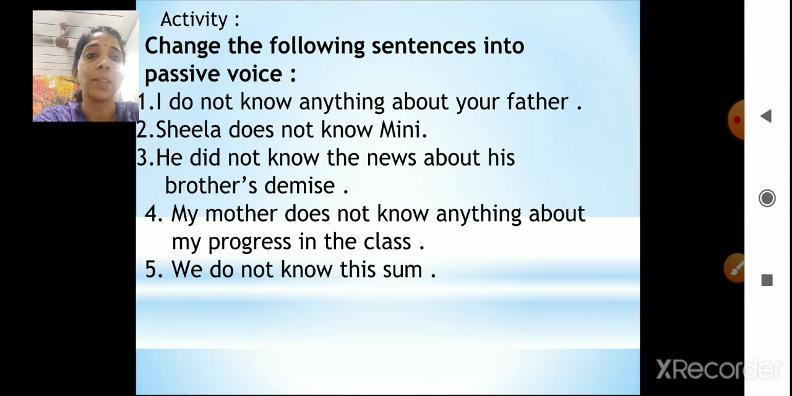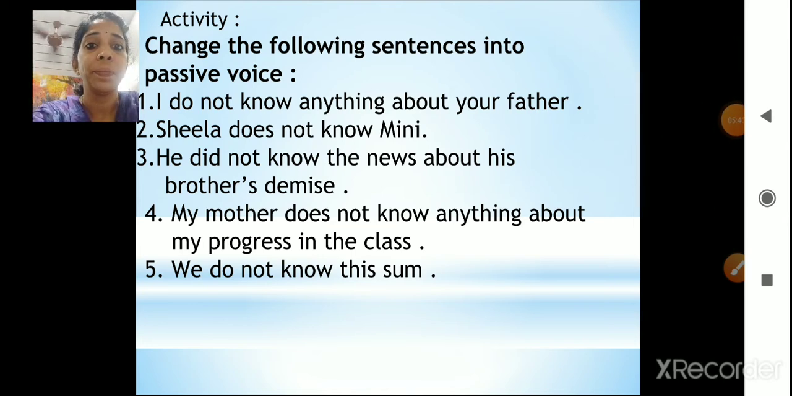Change the following sentences into passive voice. I do not know anything about your father. So what will be the answer? Nothing about your father is known to me. Sheila does not know Minnie. Minnie is not known to Sheila. He did not know the news about his brother's demise. The news about his brother's demise was not known to him.